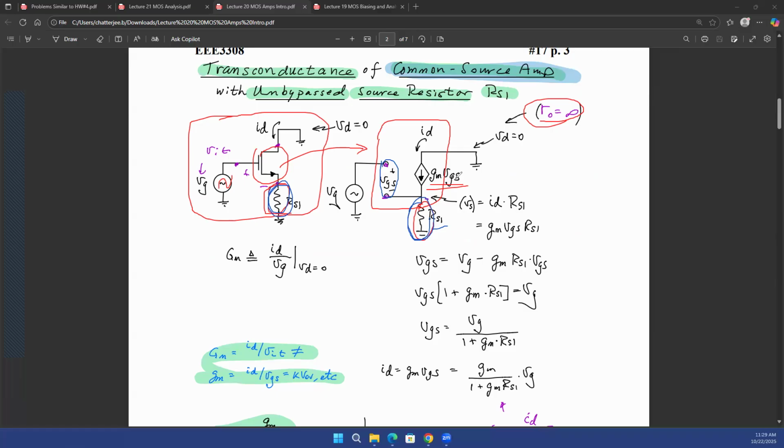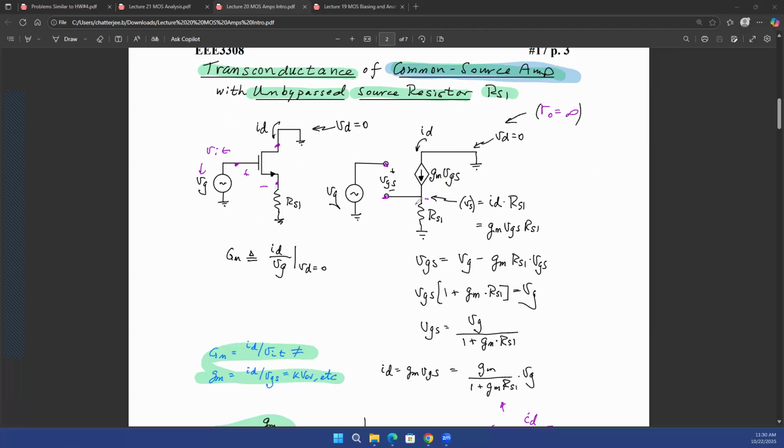Why is the problem different now? You are connecting an AC voltage source at the gate, so that's your VG, but you have no idea what your source voltage is, right? If your source was grounded, the problem was very easy. The gate to source voltage would be gate voltage minus source voltage. Because the source is grounded, VGS is equal to VG. Now the problem is a little bit trickier. It's not as simple as that, because your VGS is VG minus VS, and you do not have any idea about your VS.